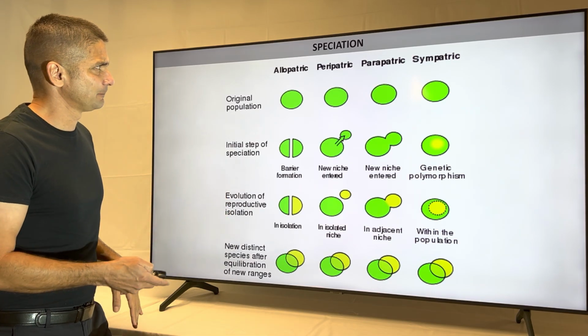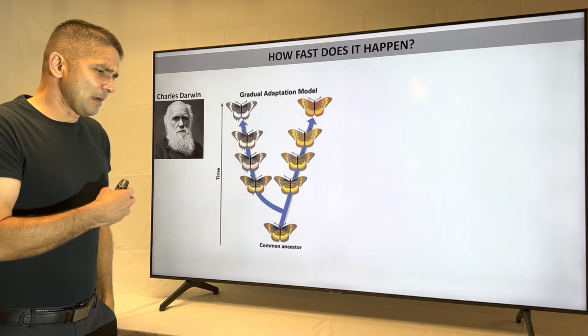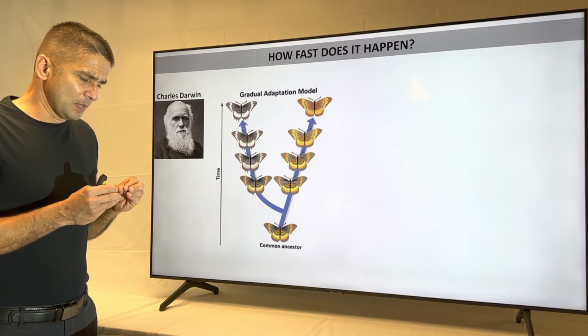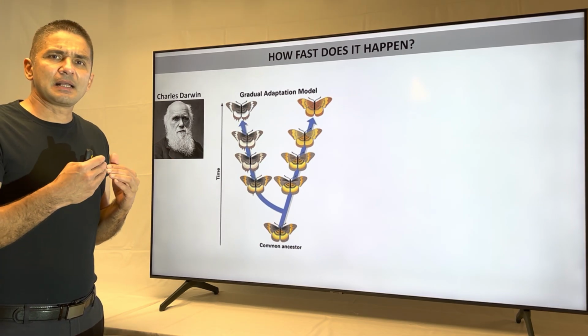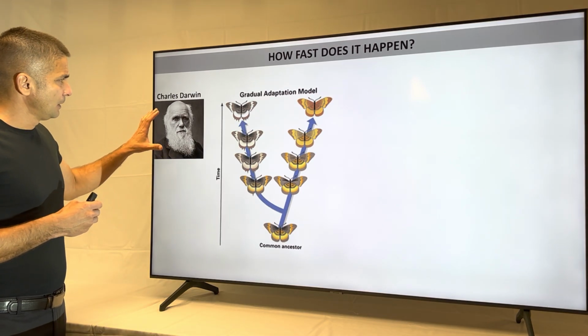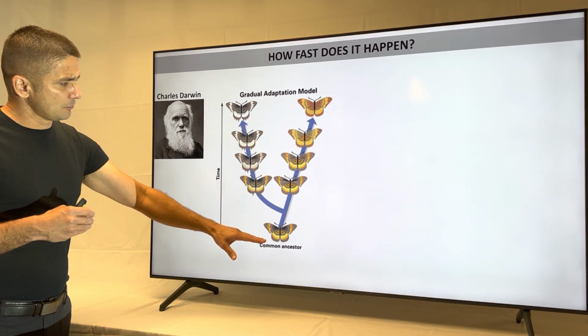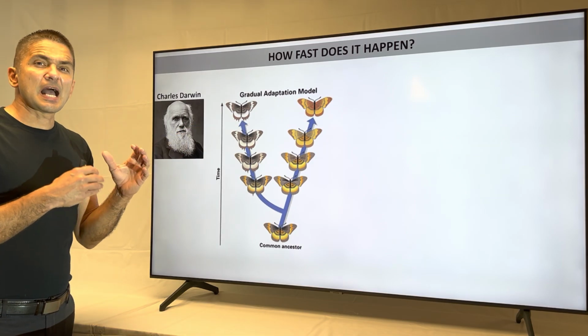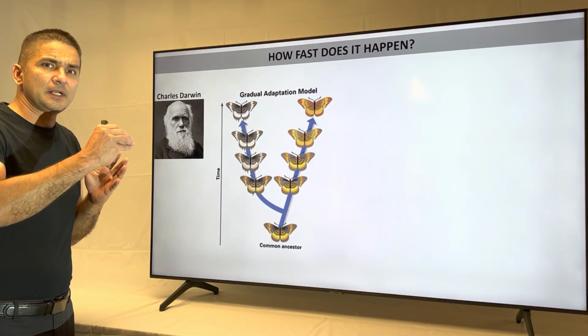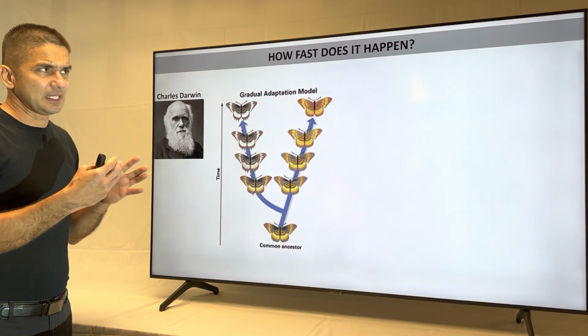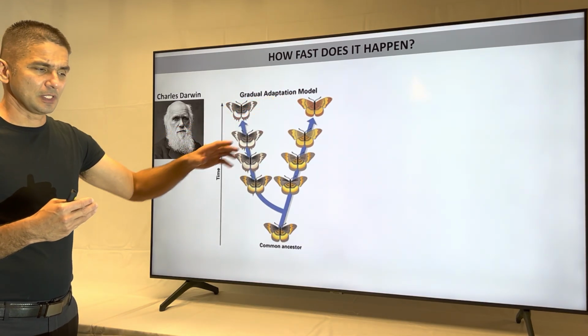in the same place. Now, when we talk about speciation, how do you go from one species to another, to two? The key question there is how fast that process happened. Darwin originally suggested that going from one to two was a gradual process. It's something that happens over very long evolutionary time scales, in what he defined as the gradual adaptation model.